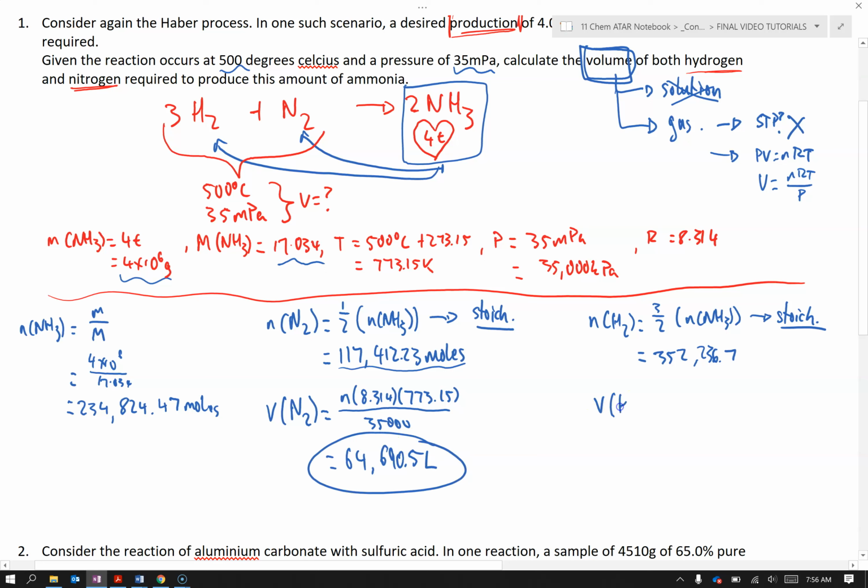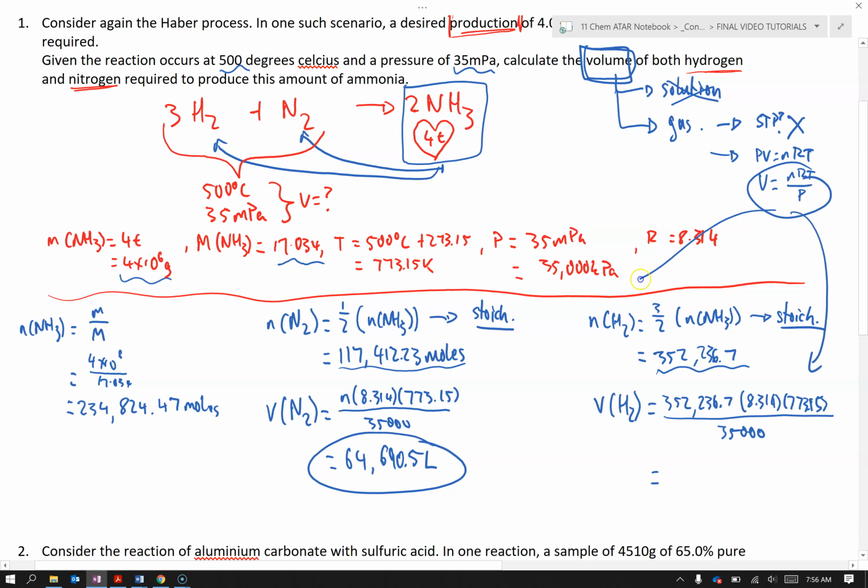Let's do the same now for H2. Of course, everything is the same in the calculation of H2. The only thing that's different is our number of moles. I'll write it out fully this time so that everyone's on the same page. 236.7 multiplied by the universal gas constant 8.314 and the temperature, which is the same, 773.15. I'm going to divide all of that by 35,000 because that's my pressure. A reminder, this is the equation I'm using down here. It's also the equation I'm using down here. And if I chuck all that in a calculator, I get 21.